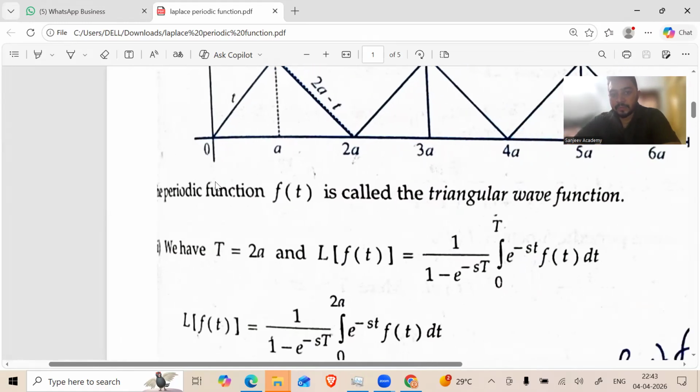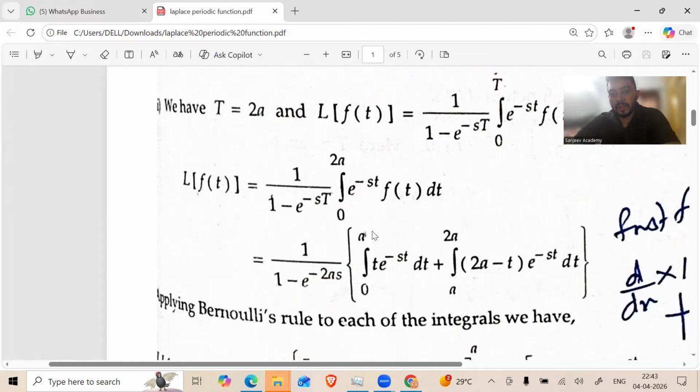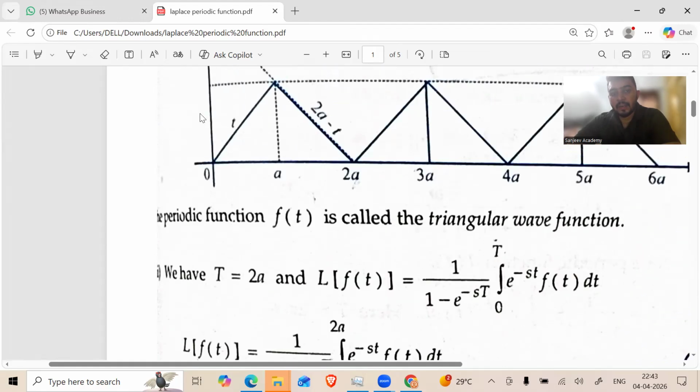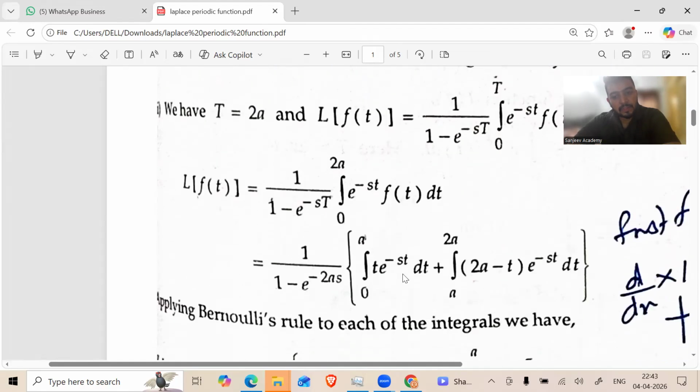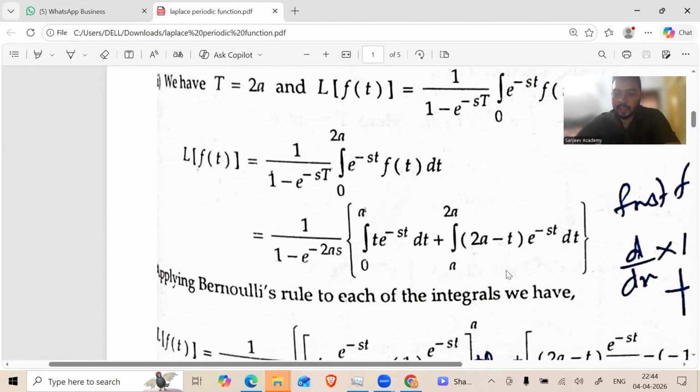Now the 0 to T is there. It is the time period. So you split it into 0 to a and a to 2a. Instead of the first function, what is it? You put t. The graph here, t is there, no? The line, correct, t. And for the second function, you put 2a minus t. That's all. Then e power minus st dt.